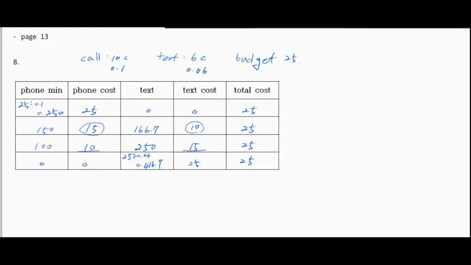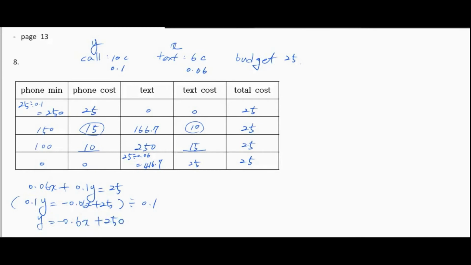And writing the equation, I'll put text as an x and call as a y. It's just because I thought 0.1 is easier to make as a whole number. 0.06x plus 0.1y equals 25. Then 0.06x will go over: 0.1y equals minus 0.06x plus 25. And I'll divide both sides by 0.1. Then it'll be y equals minus 0.6x plus 250.